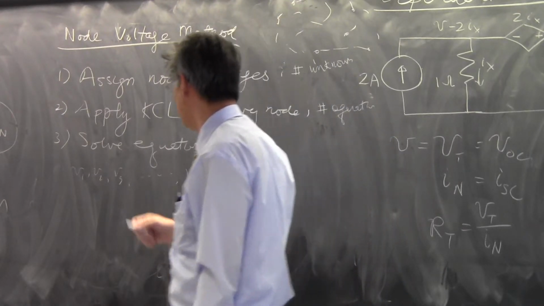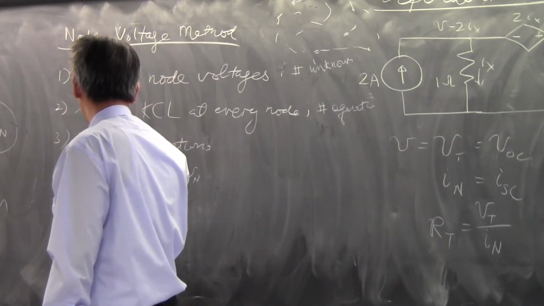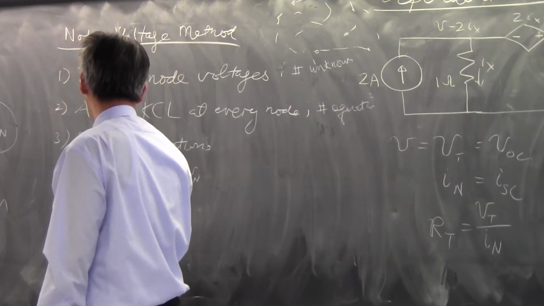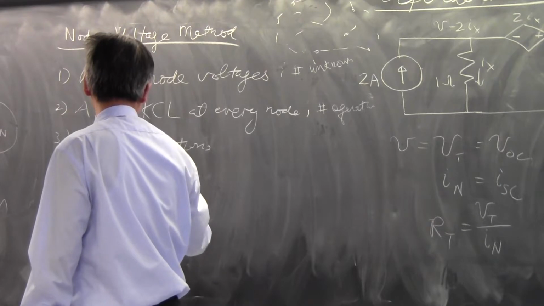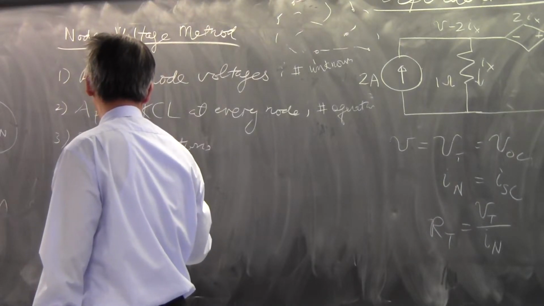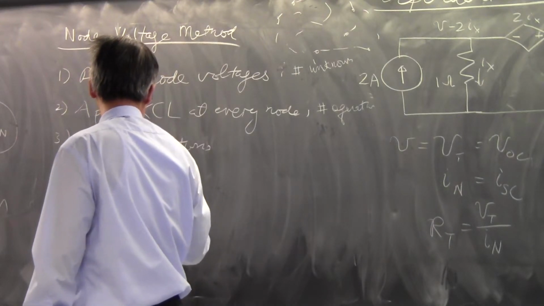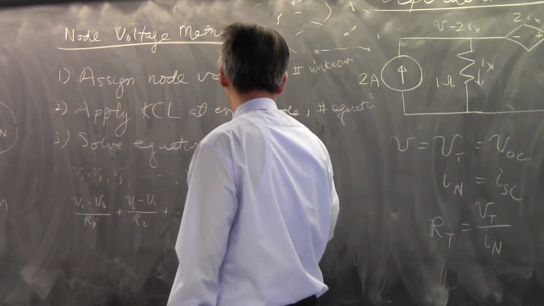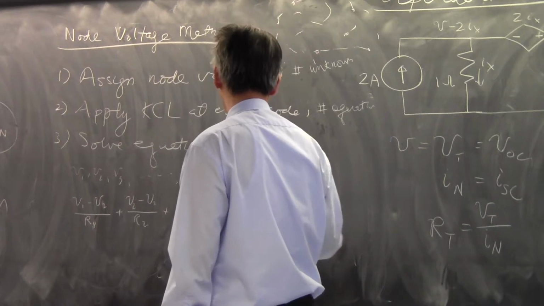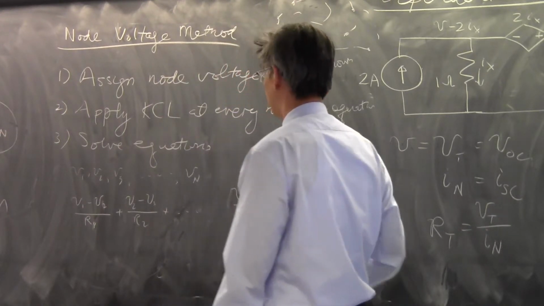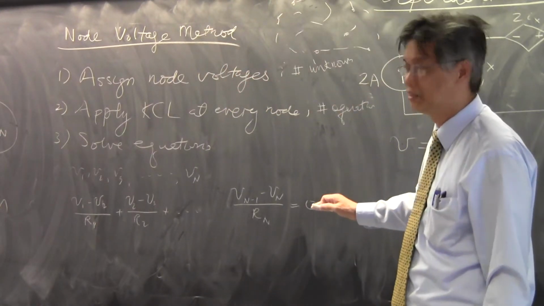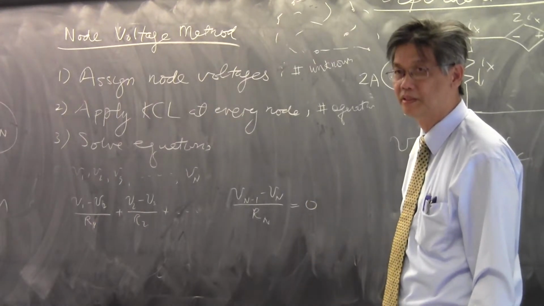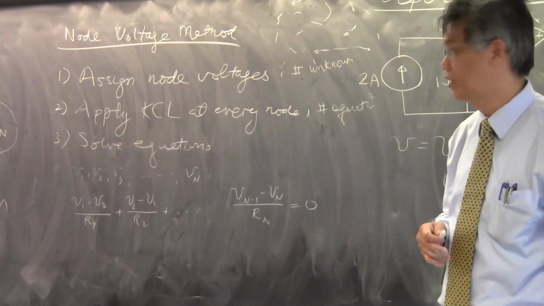And you apply KCL maybe in terms of V1 minus V2 over R1 or something like that, and then V2 minus V3 over R2 plus something, and then Vn minus 1 minus Vn over Rn is equal to 0. You have an equation like this, but you have n of them. You have n of these equations. Okay? So you have n linear algebraic equations.